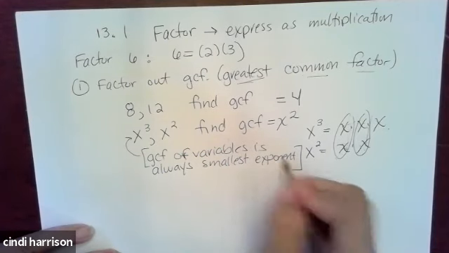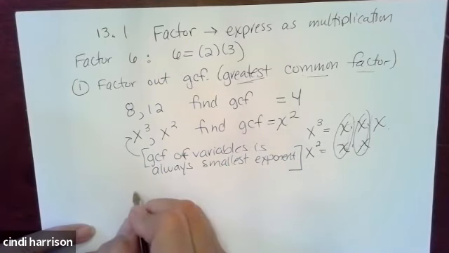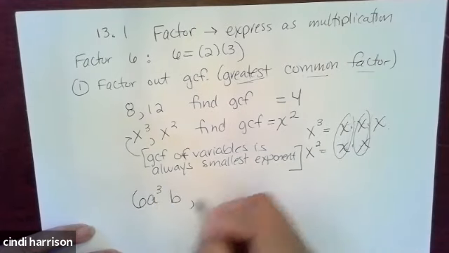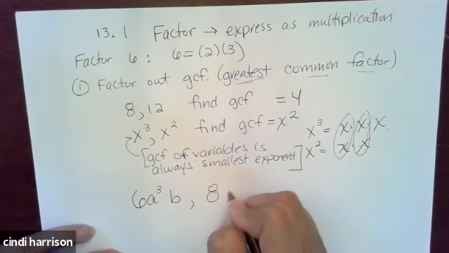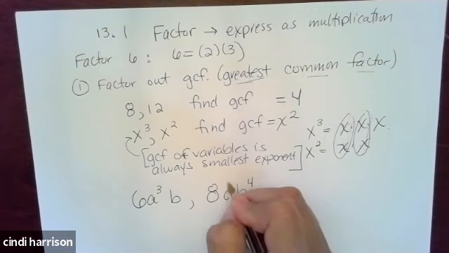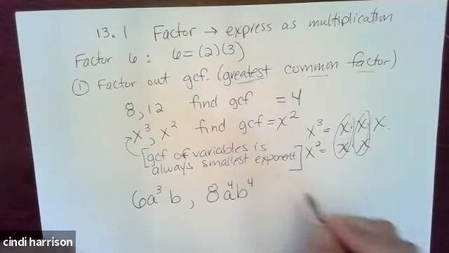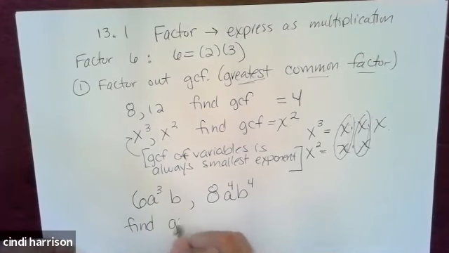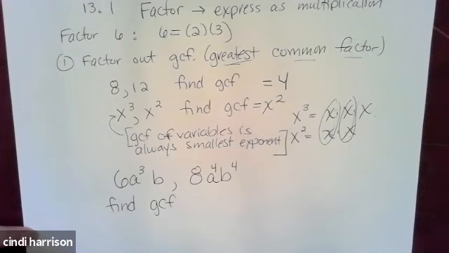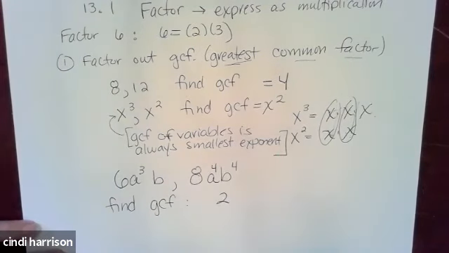So for instance, let's look at another example. Let's say I have 6a to the third b, and 8ab to the fourth. Let's make that a to the fourth also. And the directions say find the GCF. So the first thing you do is look for what 6 and 8 have in common. What's the greatest factor of 6 and 8? And that would be 2. 2 goes into 6 and 8.